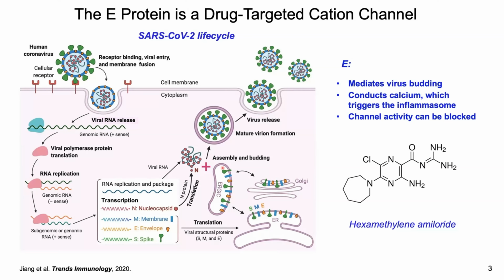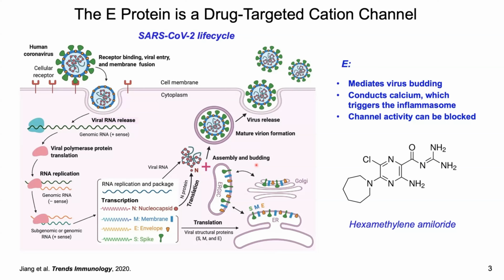It mediates virus budding. It makes sure the new virus buds into the ERGIC lumen so that afterwards the new virus can exocytose out of the cell. And then the second function of E is to conduct ions, cations. Specifically, the calcium conducting activity of this protein is associated with the inflammation response of the cell to the virus infection. And this calcium conduction happens because this ERGIC lumen is rich in calcium by about 100-fold compared to the amount of calcium in the cytoplasm. So this ion channel activity is important for the virus pathogenic effect.